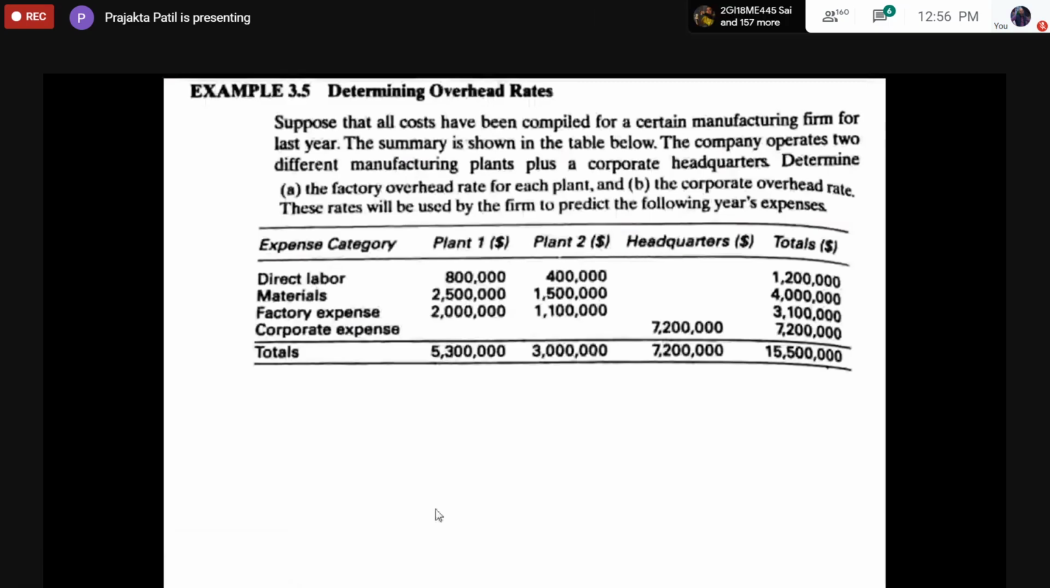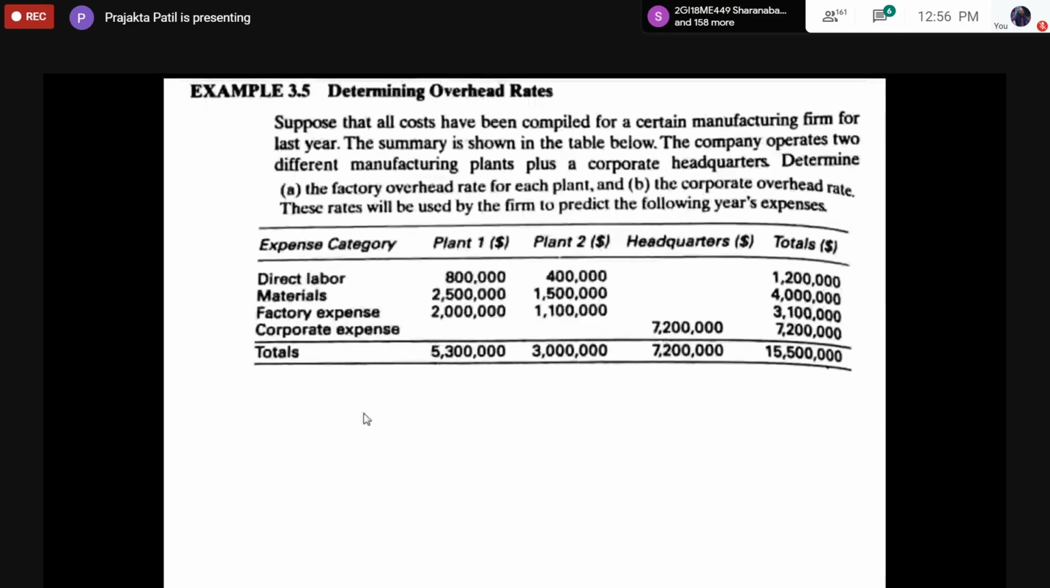The company operates two different manufacturing plants plus a corporate headquarters. Determine first the factory overhead rate for each plant, and second the corporate overhead rate. These rates will be used by the firm to predict the following year's expenses. So this is the data given.